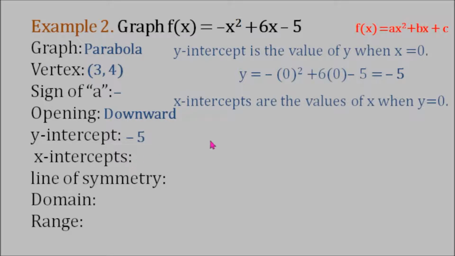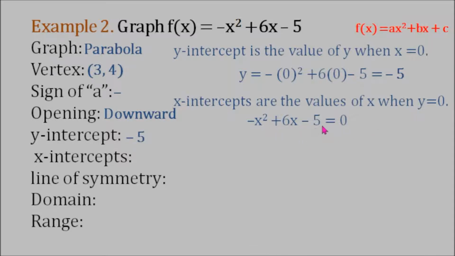Now how about the x-intercepts? X-intercepts are the values of x when y is 0. So meaning to say, we are going to change this f of x to 0 and solve for x. So we have -x squared plus 6x minus 5 equals 0.